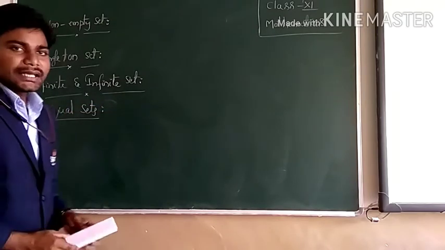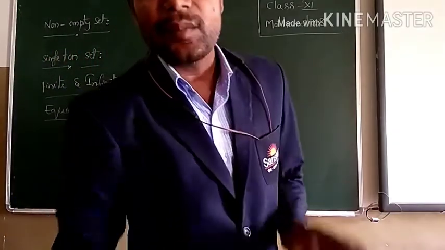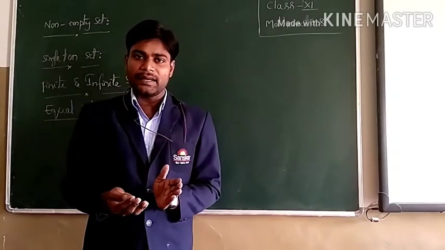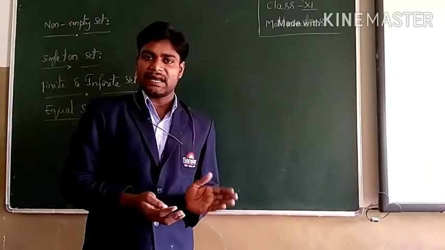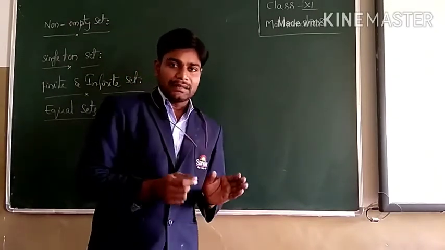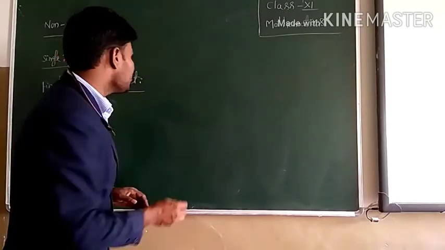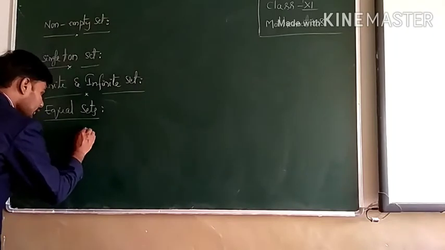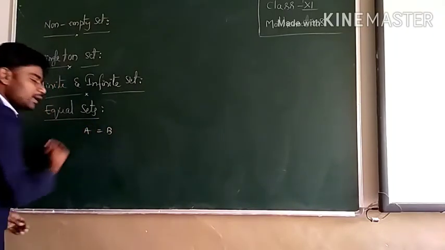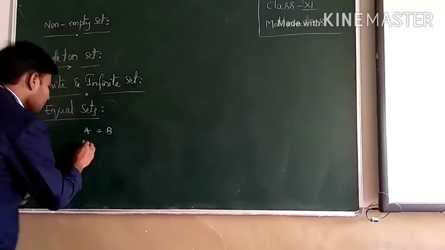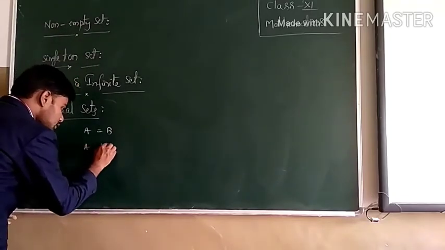Two sets A and B are said to be equal if every element of A is an element of B and every element of B is an element of A. If the two sets A and B are equal, we write A equals B. If the two sets A and B are not equal, or unequal, we write A is not equal to B.